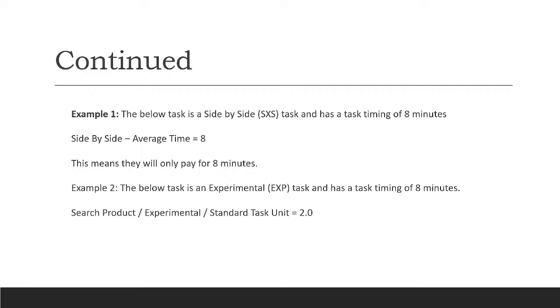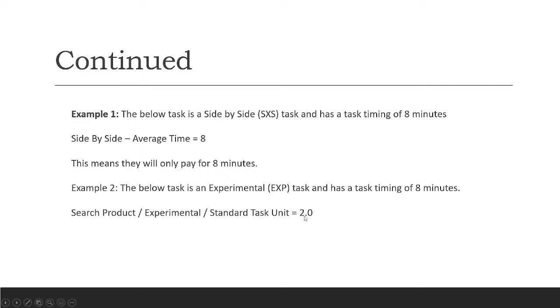So don't sit down and say, okay, I started at 10 and I finished at 2. That's not going to work. You have to write down anytime you hit submit, every time you hit submit, you have to write the next task amount down so you can get paid. You are in charge of that. Okay. So, example 2, the below task is an experimental EXP task and has a task timing of 8 minutes. Okay. So up in the upper left hand corner, you'll see, for instance, this says search product slash experimental slash standard task unit. So that'll be 2 minutes.